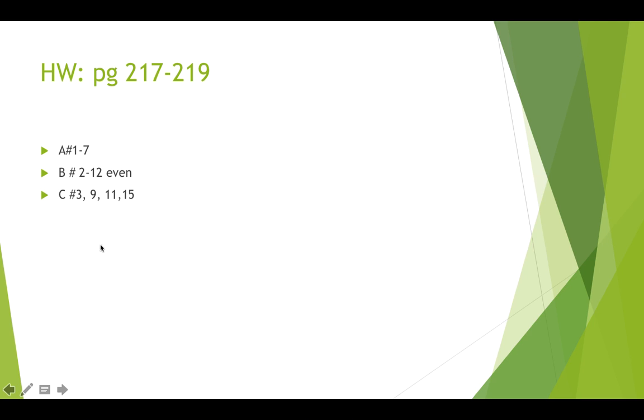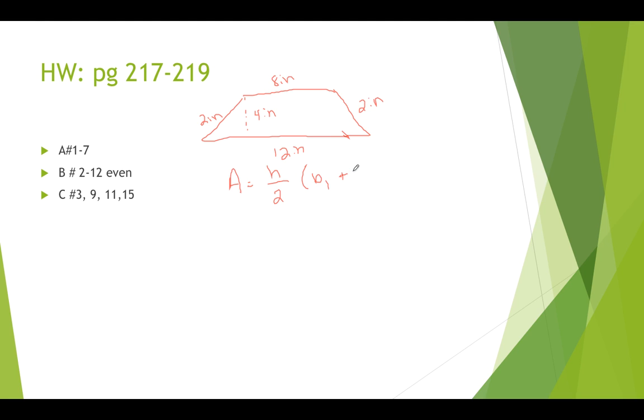Alright, so I just want to review a couple of things with you real quick. How to find the area of a trapezoid. Let's do one of those because I didn't have one of those up here. Let's say I give you a trapezoid. Let's say this is 4 inches, this is 8 inches, this is 12 inches, this is 2, and this is 2. So if I want to find the area of the trapezoid, remember the area of the trapezoid is height divided by 2 times your base 1 plus your base 2.